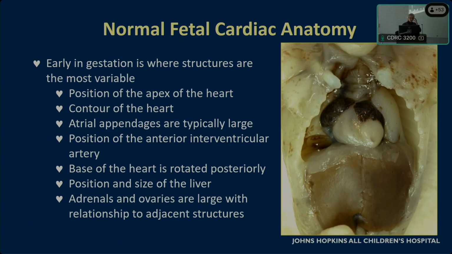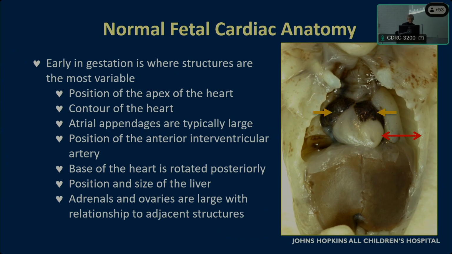So when we look at these hearts in early gestation, this is at 12 weeks. You can see the position of the apex of the heart is well away from the left ventricular chest wall. And the heart shape is actually a bit different than the term shape or the adult shape. It's much more globular and round looking. So the contours are a bit different. You can see that the atrial appendages are typically very large, but as we discussed, you can identify them specifically by their pectinate muscles and by their attachments with the venous component.